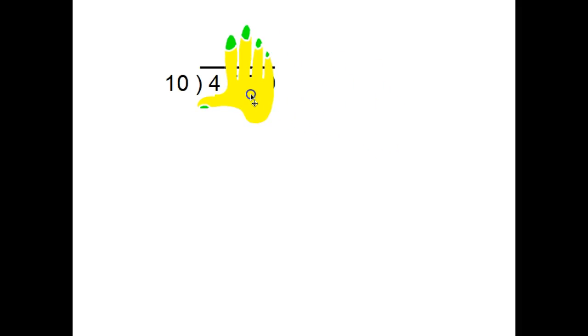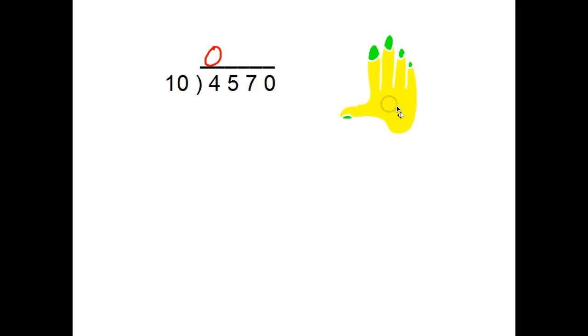So first thing I do is cover up everything except for the first digit. How many 10s in 4? 0, of course. And then 10 times 0 is 0. Subtract, I get a 4, and bring down my 5. How many 10s in 45? 10, 20, 30, 40. That would be 4 of them. Subtract, and I got a 5.